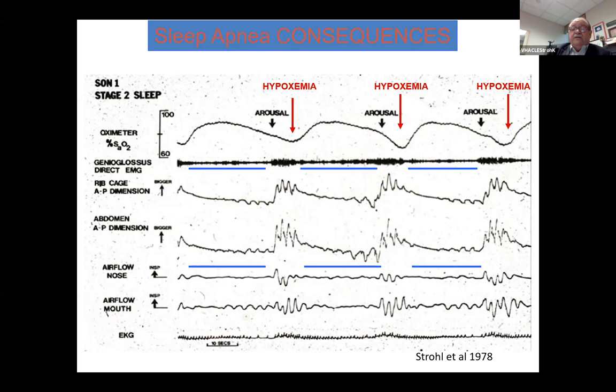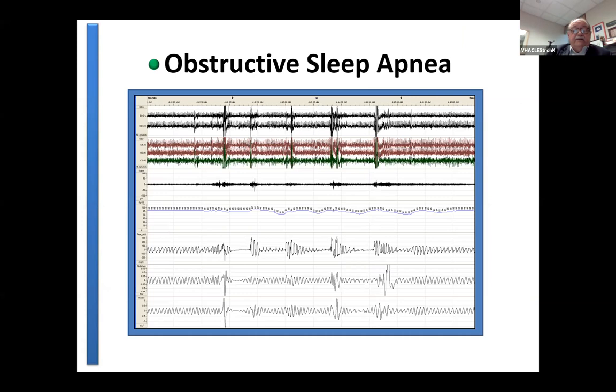Obstructive apnea has all these various things, and they vary. This is one of the things that Magni Yunus observed. Somebody describe this. Who's going to describe this? Zach, you want to describe this? It's hard to see. I can tell you what the lines are.